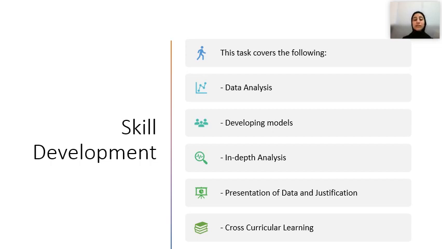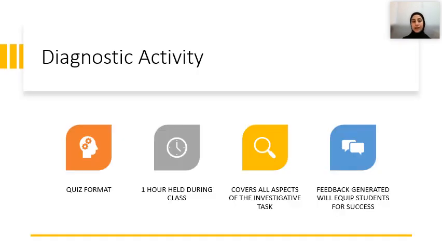One of the most significant advantages of this specific task is that it aligns with a number of cross-curricular outcomes. It offers students an opportunity to engage with classroom content in a real-world context. There have been a number of studies which show that cross-curricular learning significantly enhances student engagement and makes the learning experience much more enriching and relevant, which can only increase engagement as well. So now we'll move on to the diagnostic activity.